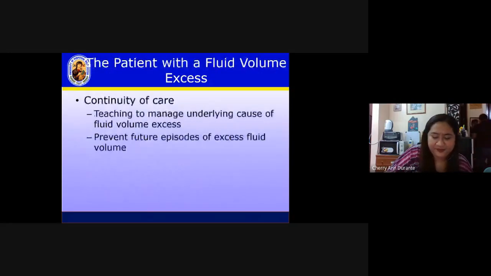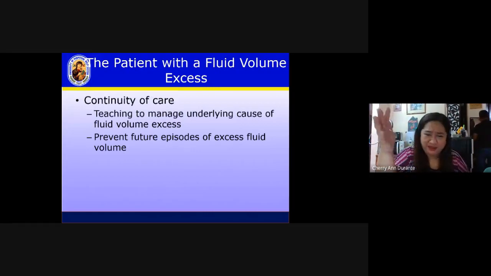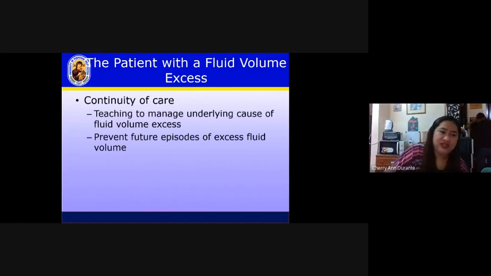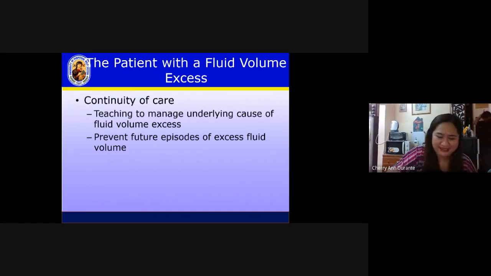So what do we do for fluid volume excess? Teach to manage underlying causes. So anong dahilan ng fluid volume excess? Ito ba ay simple diet? O baka naman meron siyang problems with kidney. So kailangan mong i-treat yon. No? Kailangan ma-manage yon. Prevent future episodes of excess fluid volume. Okay? So this is what you do for patients with fluid volume excess.